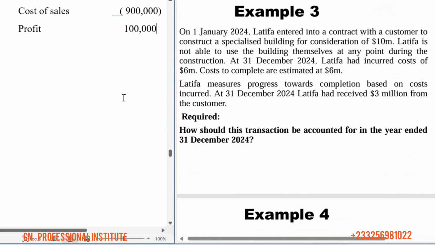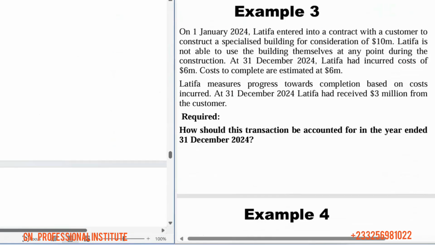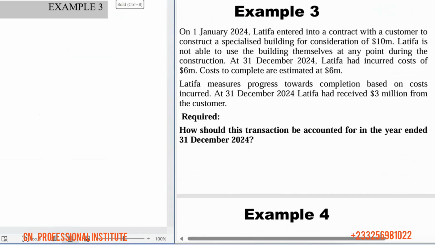Okay, so example 3, let's do it on a fresh page. So we have example 3. It says on 1st January 2024, Latifa entered into a contract with a customer to construct a specialized building for a consideration of what? 10 million.